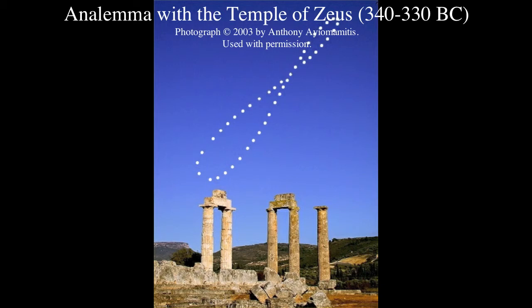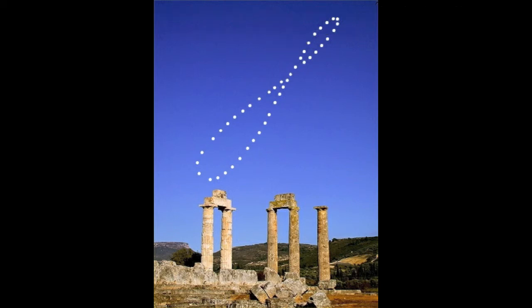We close with a stunning photograph of the Analemma by the modern Greek astronomer Anthony Iomamitys. The 44 solar images in Iomamitys' picture suggest that he exposed the film weekly with a few gaps.